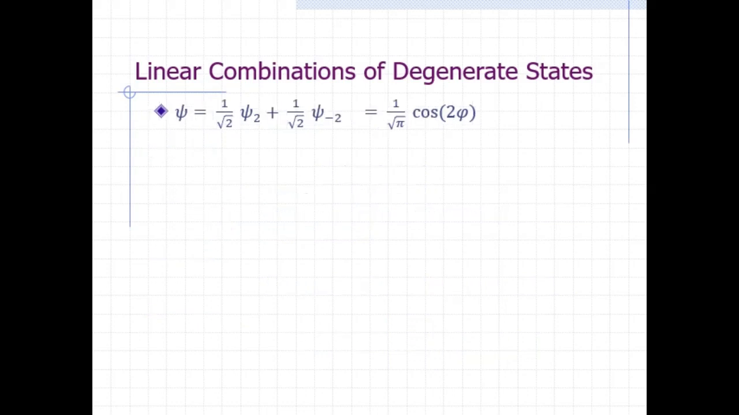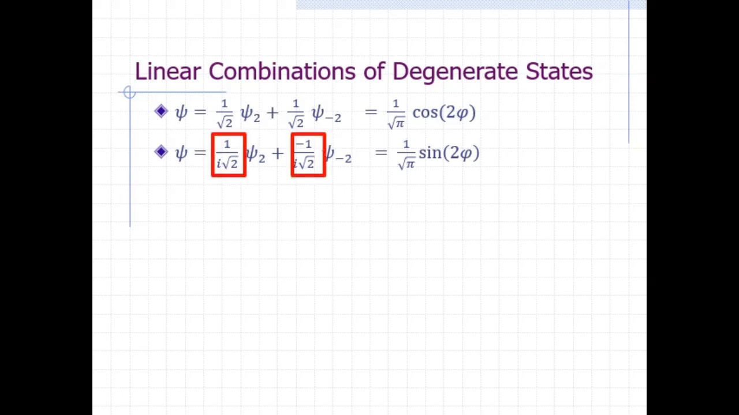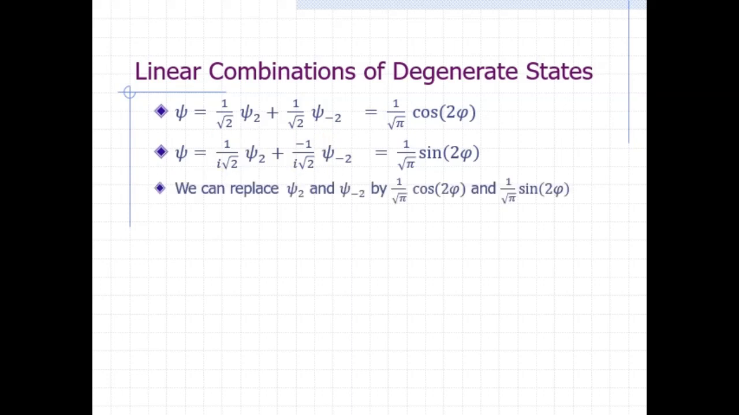We just saw that taking a linear combination of wave functions for m sub L plus 2 and minus 2, with coefficients of 1 over square root of 2 for both, gives us 1 over square root of pi times cosine of 2 phi, which is also an eigenfunction of the Hamiltonian operator with the same eigenvalue. If we instead use 1 over i square root of 2 and negative 1 over i square root of 2 as coefficients, we can get 1 over square root of pi times sine of 2 phi, which is also an eigenfunction of the Hamiltonian with the same eigenvalue. Since cosine 2 phi and sine 2 phi are linearly independent of each other, we can replace the wave functions with m sub L plus 2 and minus 2 by these two functions.